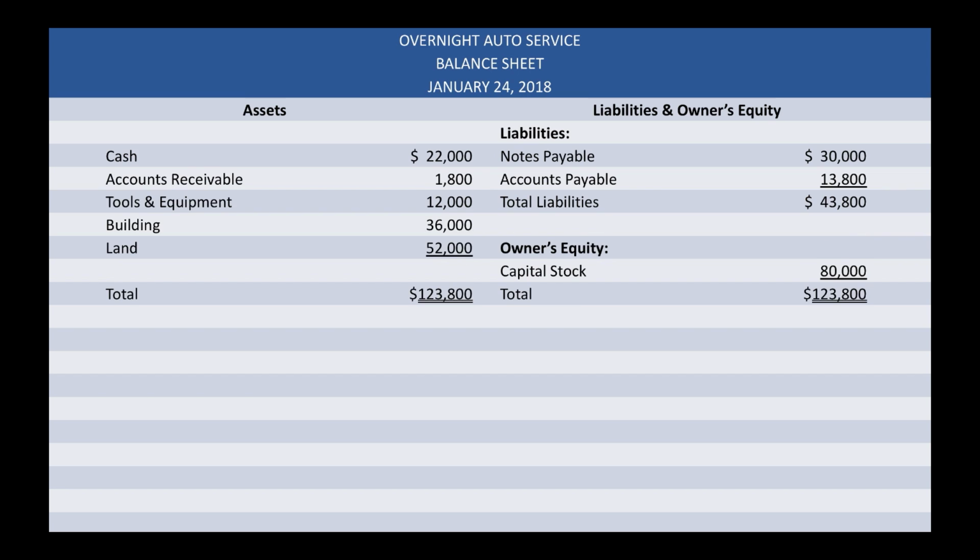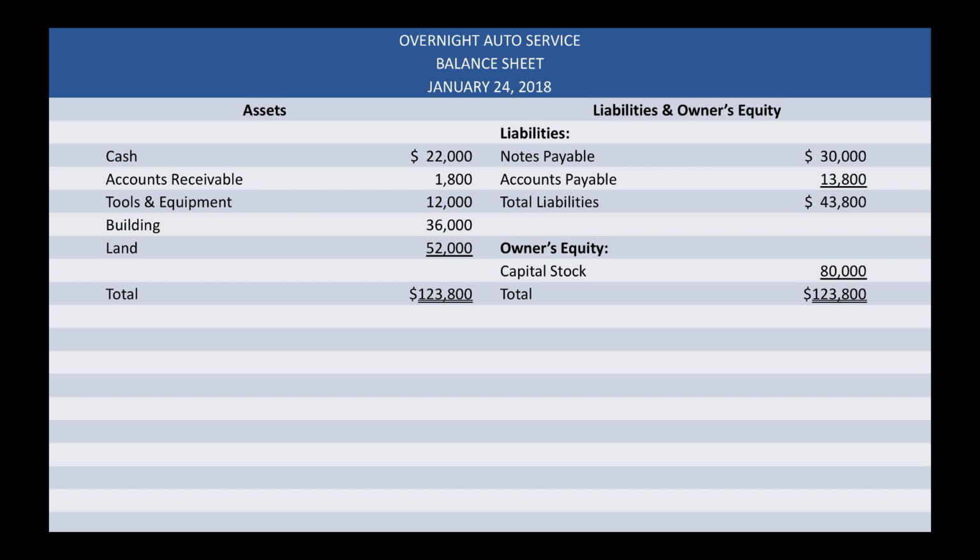After taking delivery of the new tools and equipment, Overnight found that it had purchased more than it needed. Ace Towing, a neighboring business, offered to buy the excess items. On January 24th, Overnight sold some of its new tools to Ace for $1,800, a price equal to Overnight's cost. Ace made no down payment but agreed to pay the amount due within 45 days. Can you update the balance sheet? Try before proceeding to the next slide.